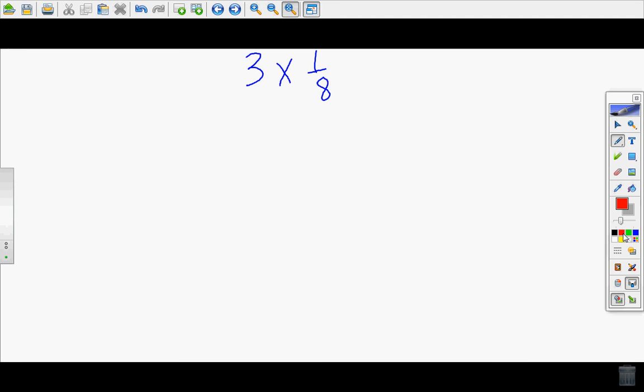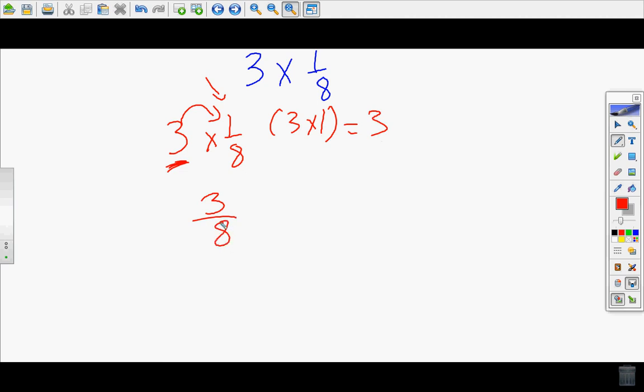With this one here, step 1 was to multiply our whole number, which is right here, by our numerator, which is right there. 3 times 1 gives us 3. So essentially, our answer is 3 over 8, because you put it over your original denominator. Now, step 2 said lowest terms, but luckily for us, this is already in lowest terms. You can't go any lower than that, so that is our answer.